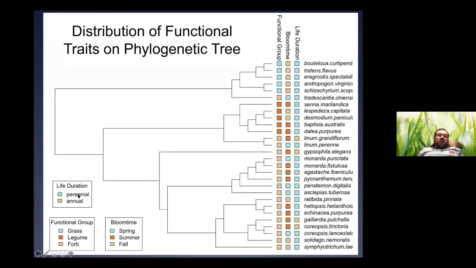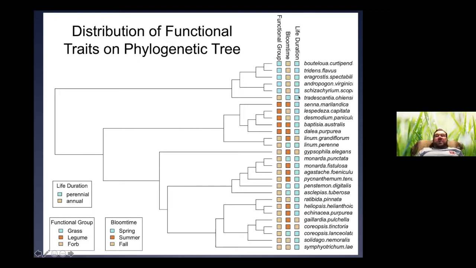We picked 3 functional traits. They were life duration, were they perennial or annual? Functional group, were they a grass, a legume, or a forb? And when do they bloom? So we took aesthetics into account. Do they bloom in the spring, the summer, or the fall? We mapped those traits onto the phylogenetic tree so that we had both functional traits and evolutionary history together as one piece of information.